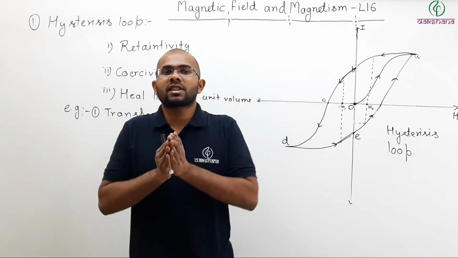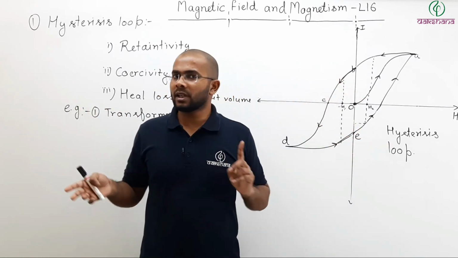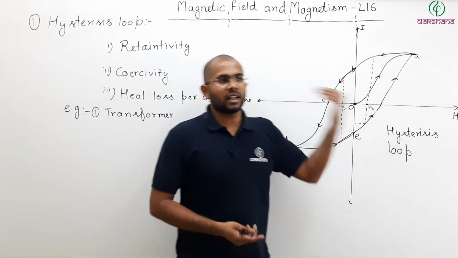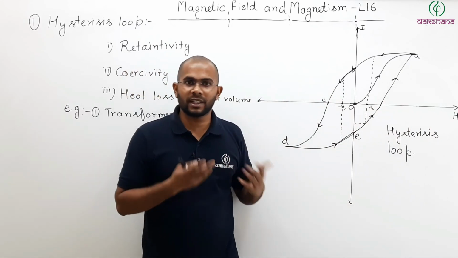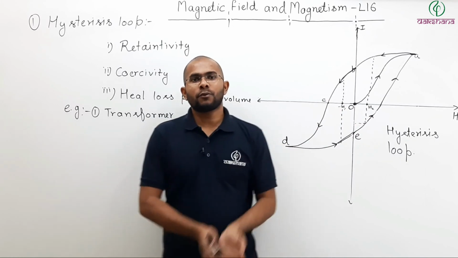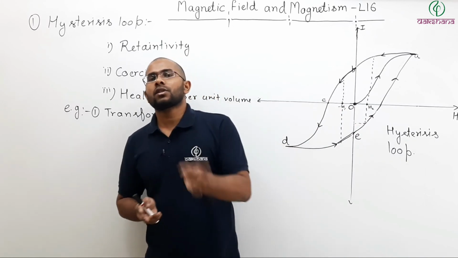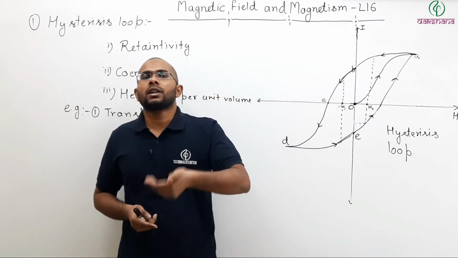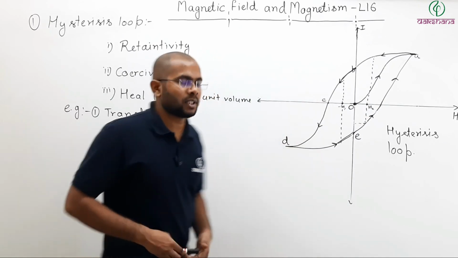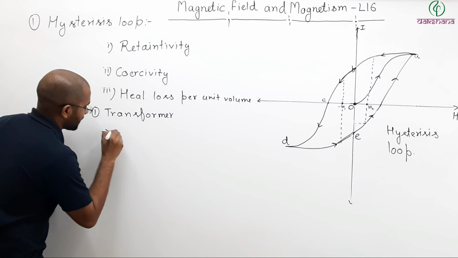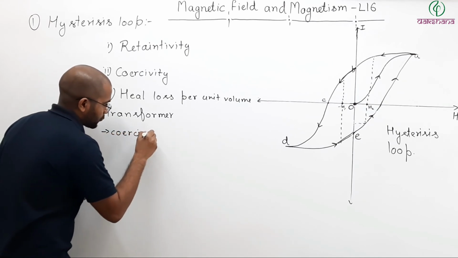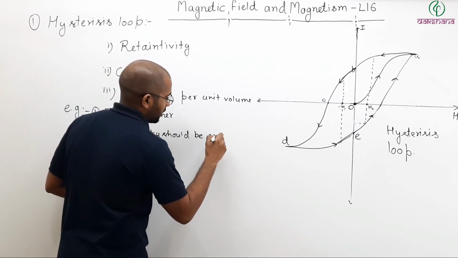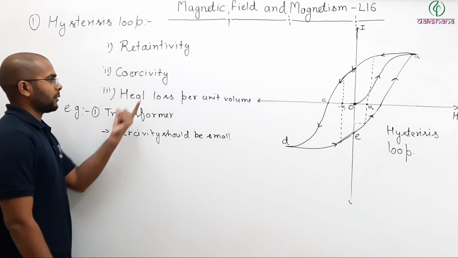Why? If the coercivity is large, then it is difficult to demagnetize. Suppose that current was positive, and suddenly current became negative, fluctuating at 50 hertz in India. So current becomes negative, and with the current, magnetization of the core should also change. But since coercivity is high, that is not happening. So we do not want coercivity to be high in case of a transformer. So in a transformer, coercivity should be as small as possible.